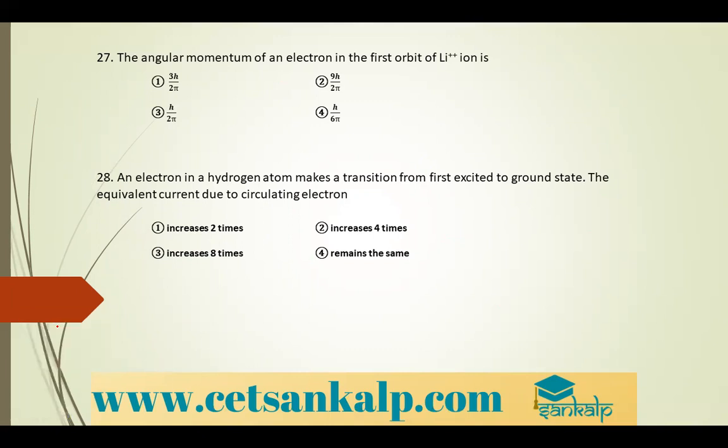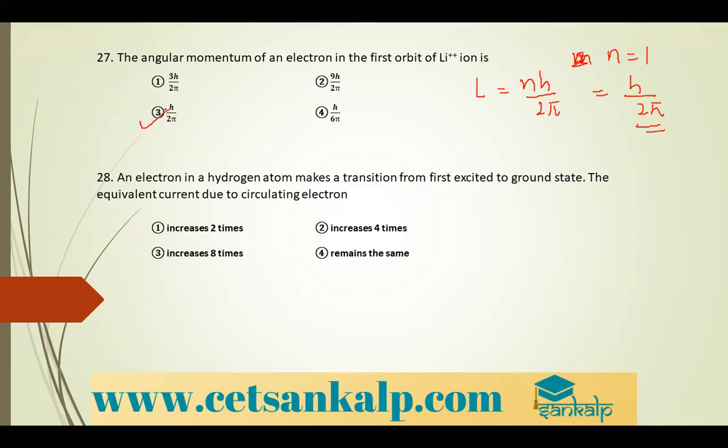Next, the angular momentum of an electron in the first orbit of a lithium ion is. So you have L is equal to nh by 2 pi. So n is equal to 1 in the first orbit. So it is h by 2 pi. So option 3.